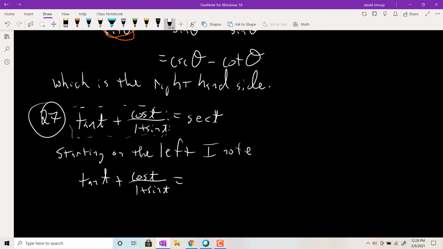Okay, I have 2 terms. I'm going to end with 1 term. So I think a good idea is to find a common denominator and combine the numerators over the common denominator. So tan of t is the same as tan of t over 1. And then to get a common denominator, I'm going to multiply top and bottom by 1 plus sine t.